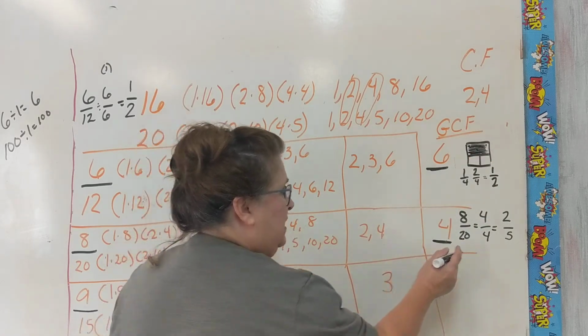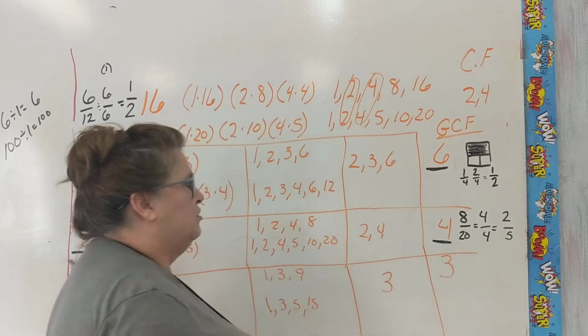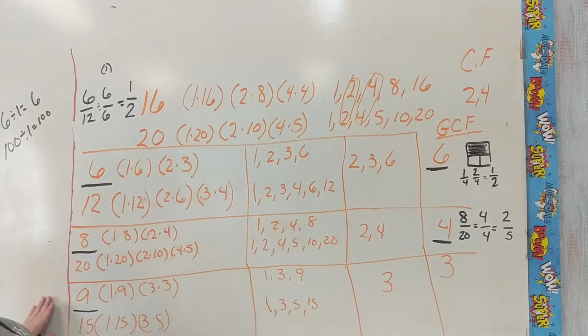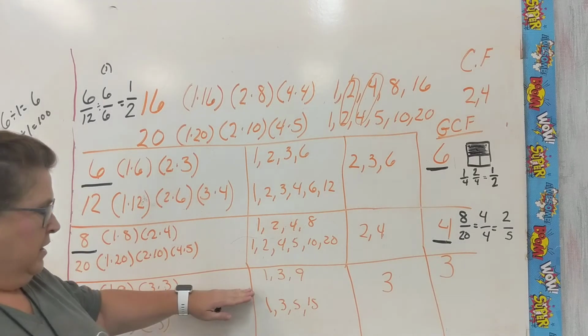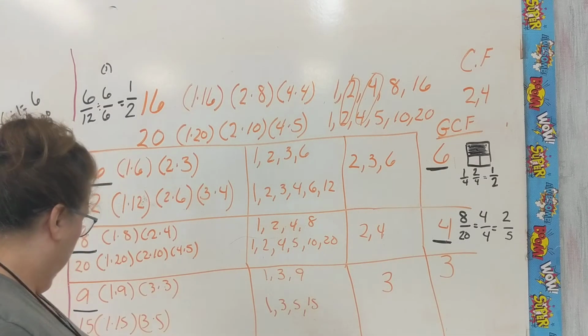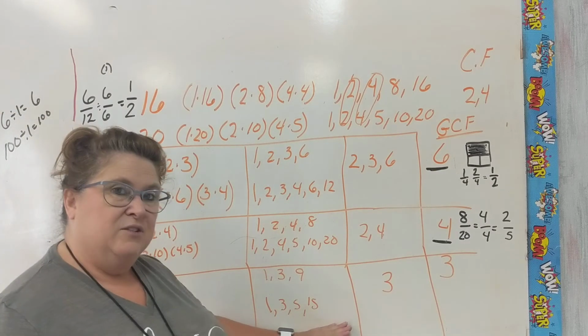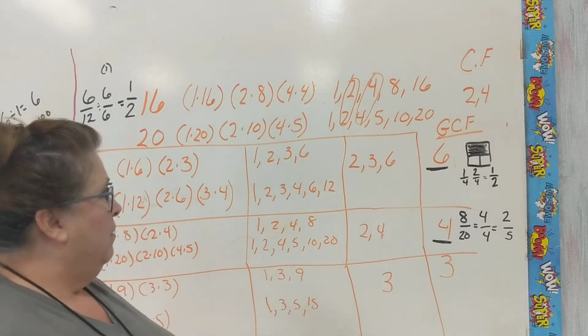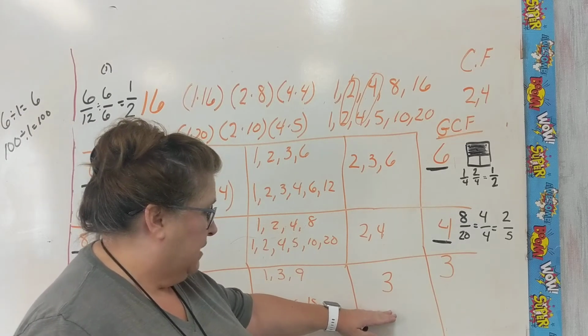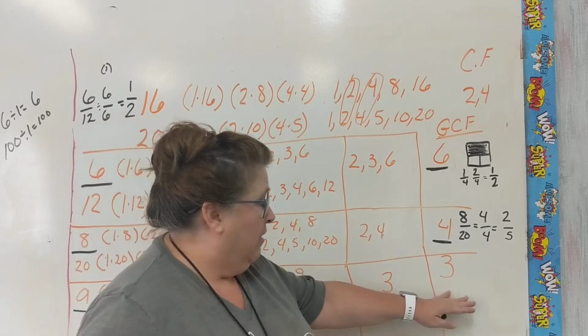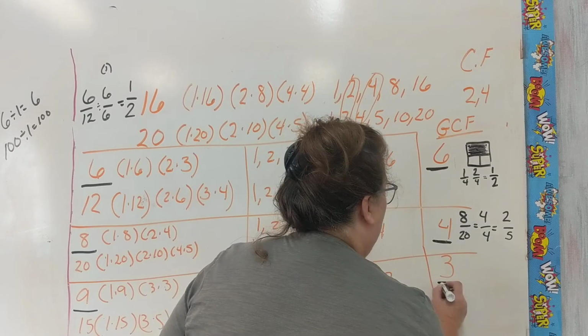Okay, so 8/20 reduces to 2/5. Here we go, let's look at 9/15. We found our factor pairs for 9, we wrote our factors for 9, we found our factor pairs for 15, we wrote our factors for 15, we listed our common factors, and it was just 3. So 3 obviously is our greatest common factor.